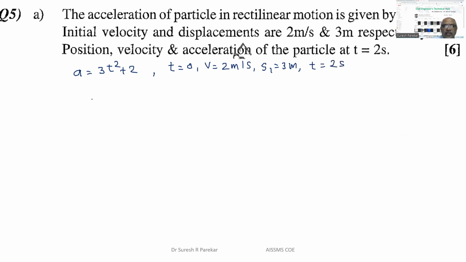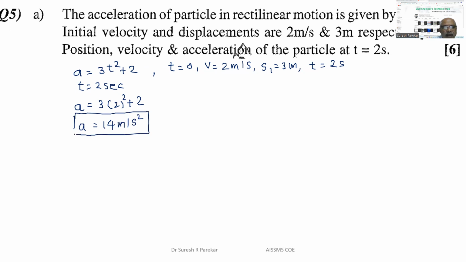So here we have 2 seconds. So now we have first acceleration. So a at t is equal to 2 seconds, and then we have a equal to 3 into 2 square plus 2. So we have 2 2s are 4, 3 4s are 12, so a is 14 meter per second square. And that value we have at t is equal to 2 seconds.